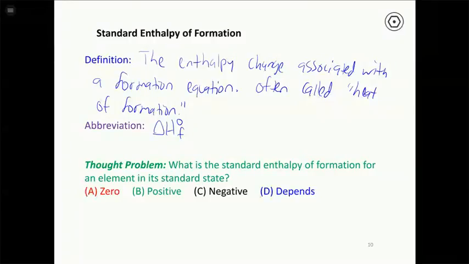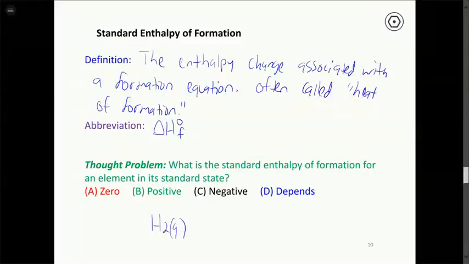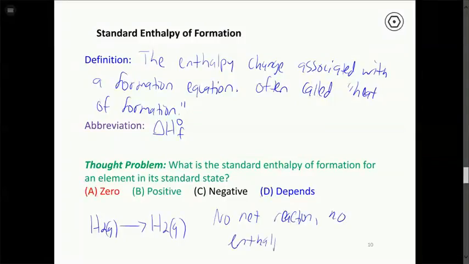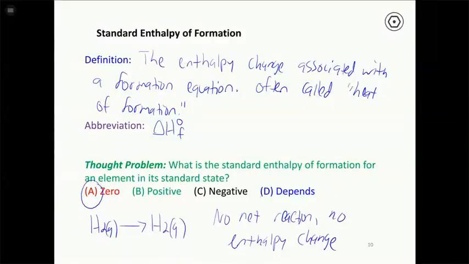All right, let's think about this for a second. So let's say we want to form H2 from the elements. Yeah, so I heard an A. I like that answer. So forming H2 from the elements would be forming H2 from H2. So when you're forming an element from an element, there's no net reaction, so there's no enthalpy change. Right? If the reactants and the products are the same, so the standard enthalpy of formation for any element on the periodic table in its standard state is 0.